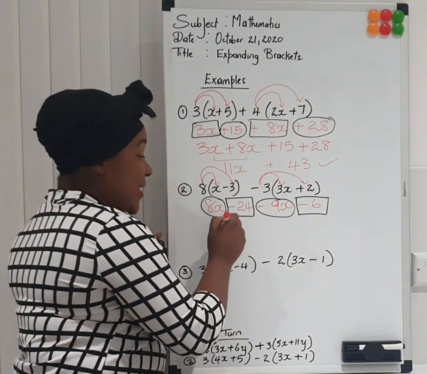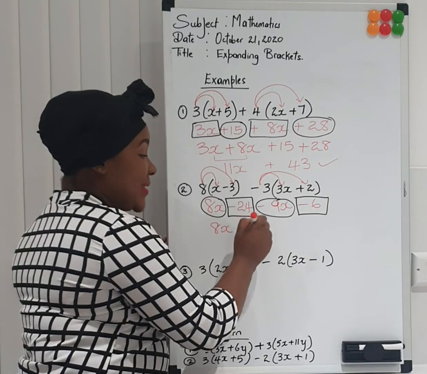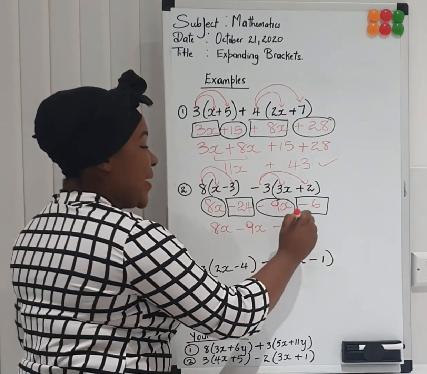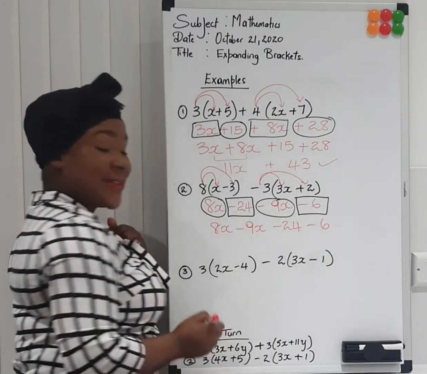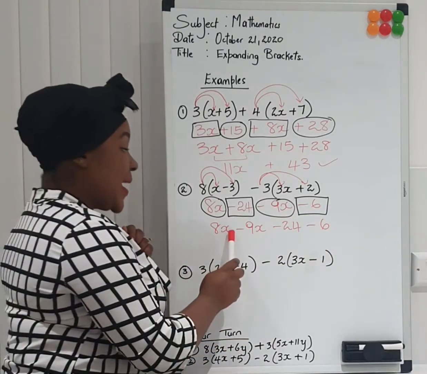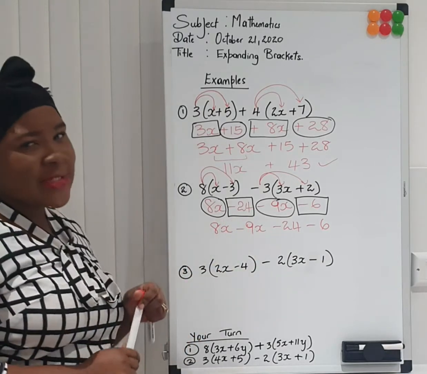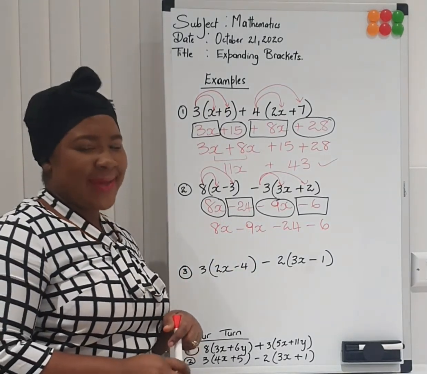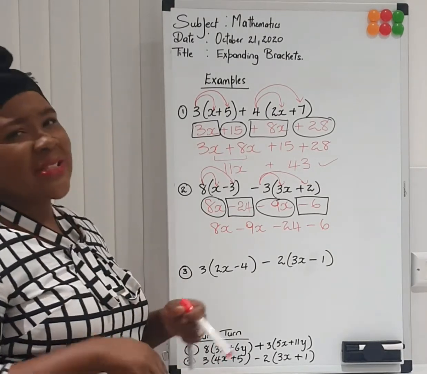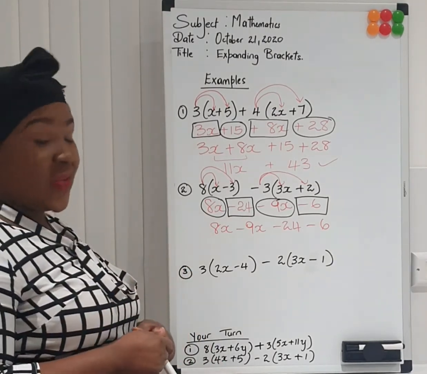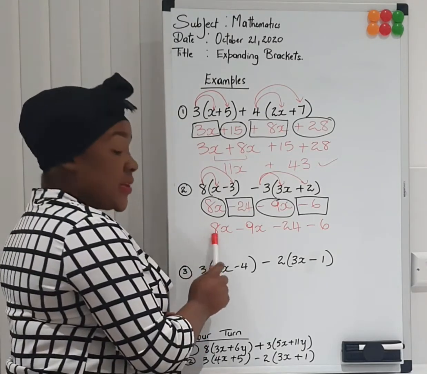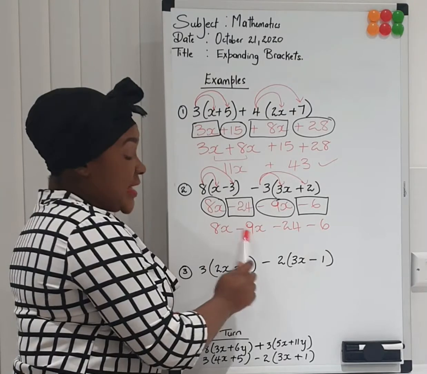So I write 8x minus 9x minus 24 minus 6. Alright? And I'm going to say 8x minus 9x. So you have 8 things and you take out 9. That's not possible, right? And the fact that that's not possible tells us that our answer is going to be negative. Or you can say this is a positive 8 and that is a negative 9.